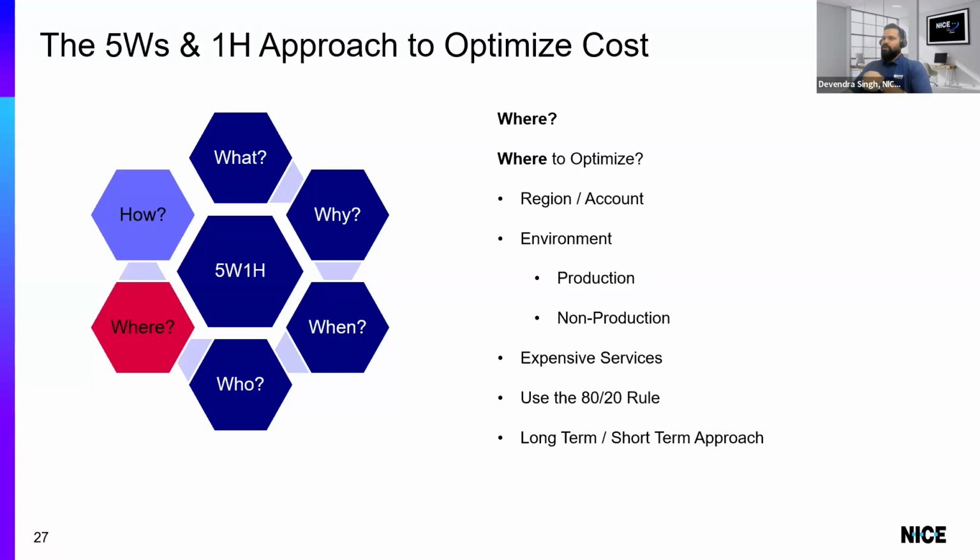We can also apply the 80-20 rule to approach optimization. Often what happens is that 80% of the cost comes from 20% of the services or resources, and identifying these can help us target the biggest areas for cost saving.